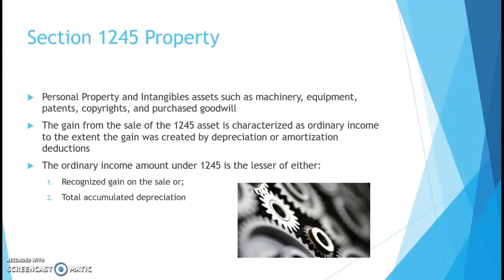Section 1245 property is usually personal property and intangibles such as machinery, equipment, patents, copyrights, and purchased goodwill. The gain from a sale of a 1245 asset is characterized as ordinary income to the extent that the gain was created by depreciation or amortization deductions. The ordinary income under 1245 is the lesser of either the recognized gain on the sale or the total accumulated depreciation. We'll go into that a little bit more.